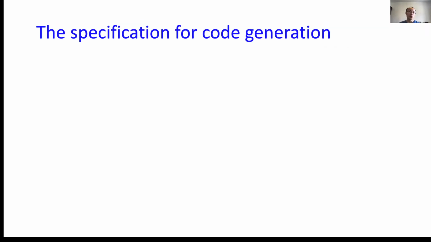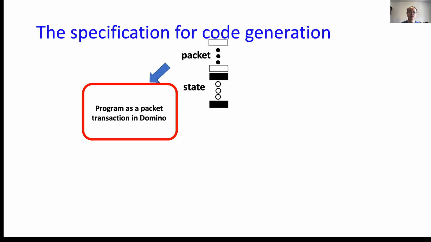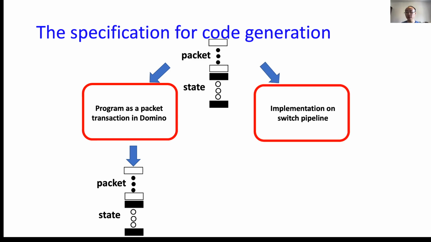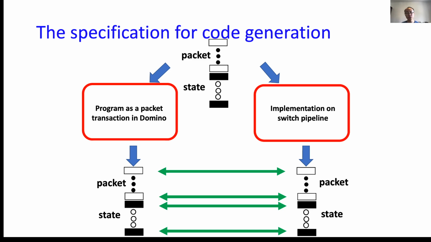So, what is the specification for code generation? Suppose we are given a packet plus state vector which stores the initial values of packet fields and stateful variables. They will be fed into the program written in Domino language to get the output which stores the updated values of packet fields and state variables. They will also be fed into the implementation on the switch pipeline to get the output vector. When we compare each component inside these 2 vectors, their values should be exactly the same.